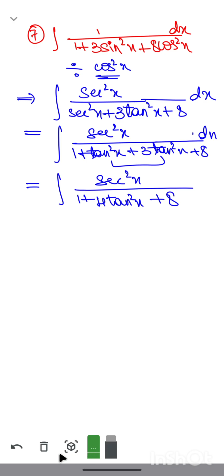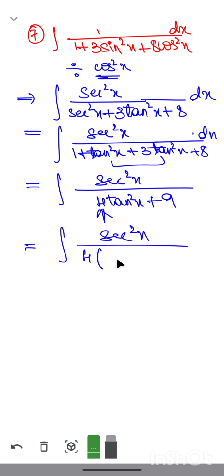Here 1 and 8 can be written together as 9, because 1 plus 8 is equal to 9. So this is plus 9. Now 4 can be taken common in the denominator. If I take 4 common in the denominator, we get secant square x divided by 4 times, remaining is tan square x plus 9 by 4.